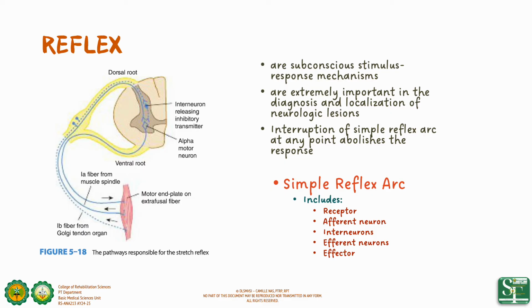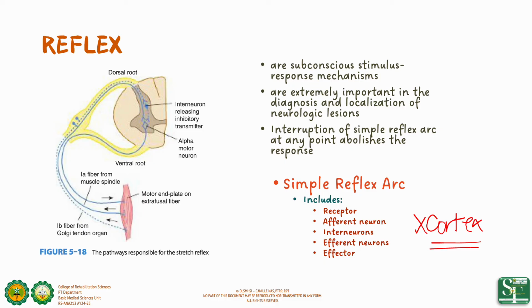So, the simple reflex arc includes receptor, afferent neurons, interneurons, yung nagko-connect sa dalawang neuron, efferent neuron, and the effector. Napansin nyo, wala na tayong brain dito. Wala nang help ng cortex, no? Hindi natin kailangan ang go signal ng brain para mag-respond, para magkaroon ng reflex. Kaya siya mabilis. Kaya siya reflex, no?